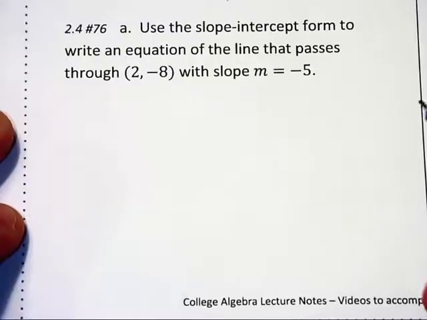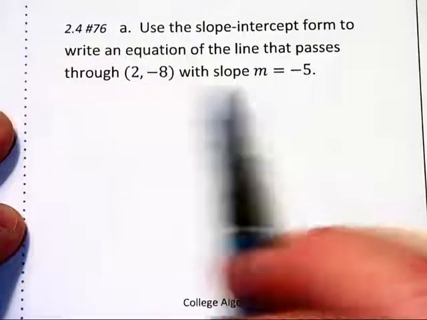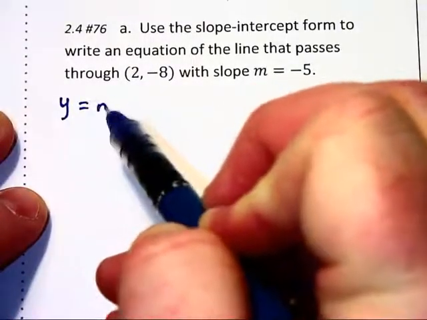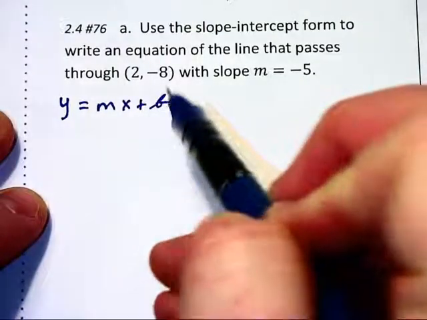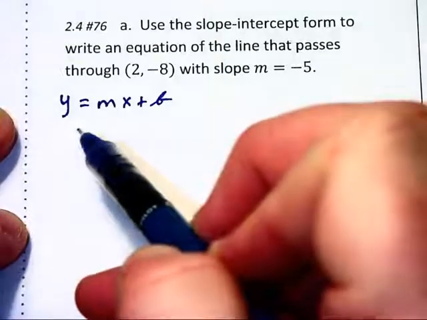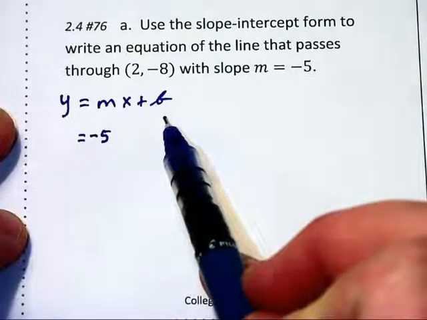Use the slope-intercept form to write the equation of a line that passes through this point with this slope. Okay, we know that y is equal to mx plus b. And we are given m to be -5. So right off the bat I can substitute that in. But we do not have b.